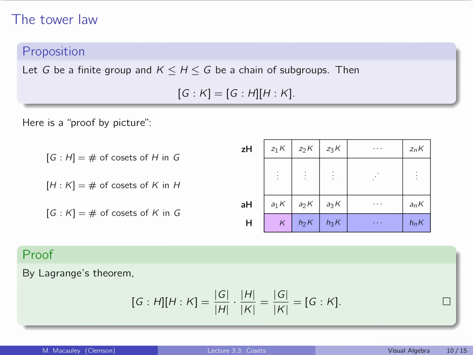The formal algebraic proof of this is arguably even simpler than the visual argument that I just made about counting boxes. You just plug it in. So the right-hand side, the index of H in G, by Lagrange's theorem, is equal to the size of G over the size of H. Then the index of K in H is equal to the size of H over the size of K. And so what do you notice? You just cancel the order of H's and you get the size of G over the size of K, which is, by Lagrange's theorem, the index of K in G. And that's the left-hand side.